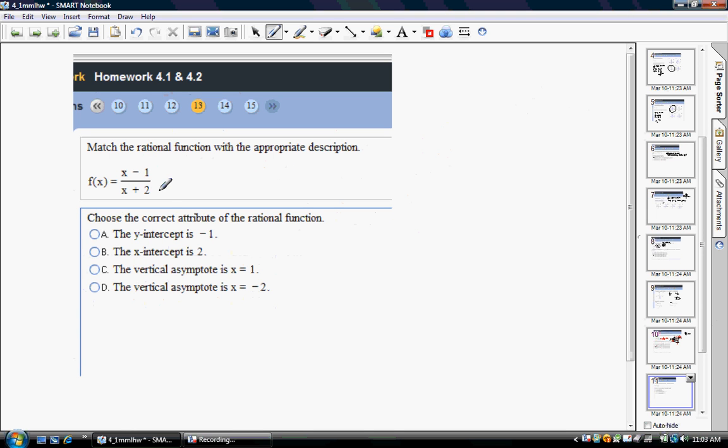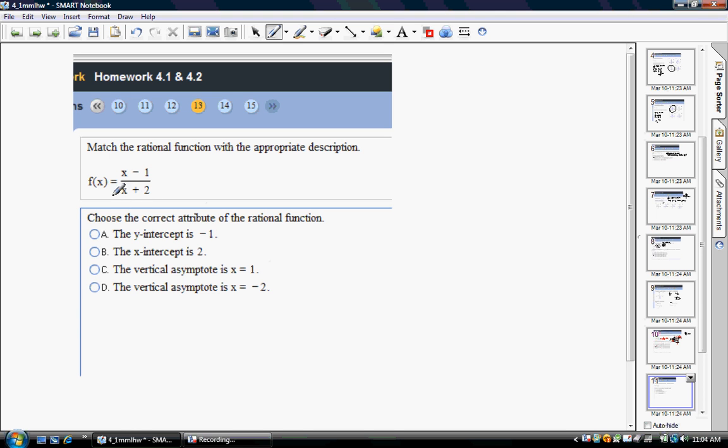Match the rational function with the appropriate description. Here again is a problem that you're not going to have to do much of because it's really not of the form 1 over x and 1 over x squared in its transformations, but you could get that if you long divided. But you should be able to answer some of this. The y-intercept is negative 1, the x-intercept is 2, the vertical asymptote is x equals 1, or the vertical asymptote is x equals negative 2.